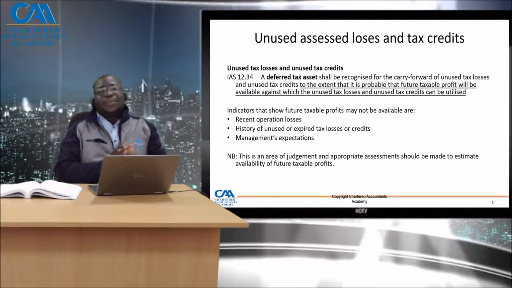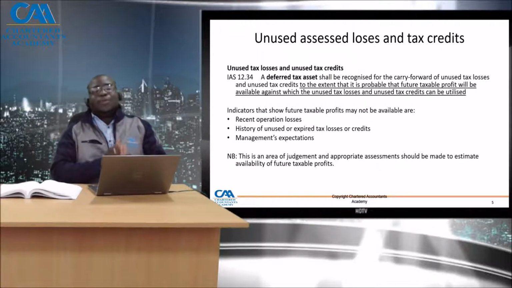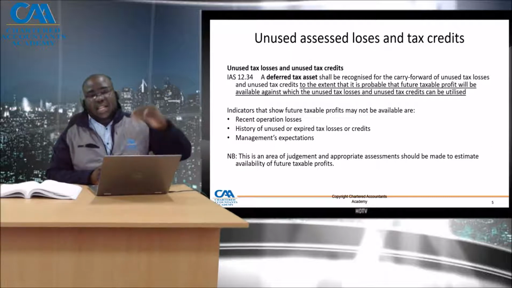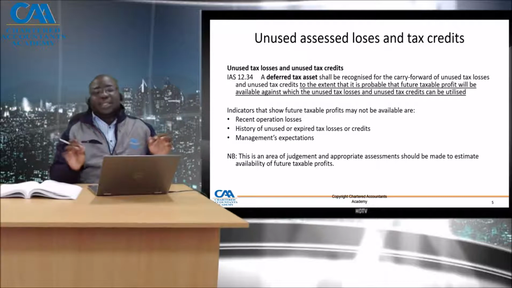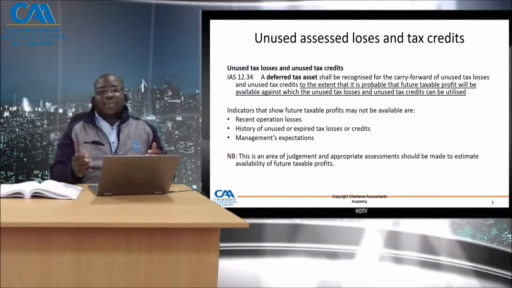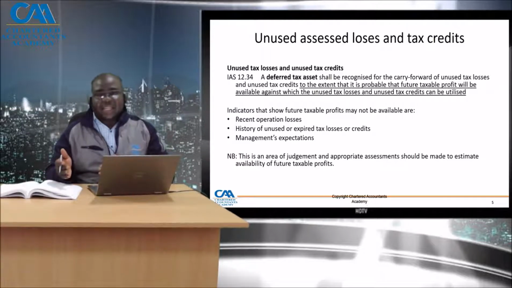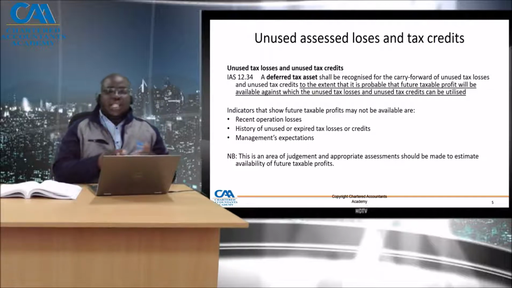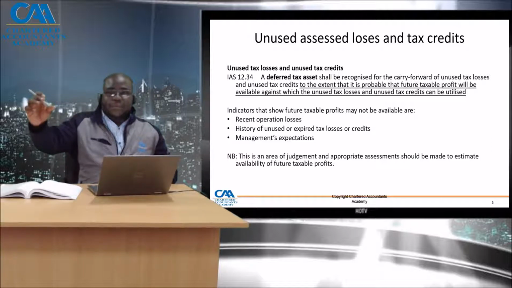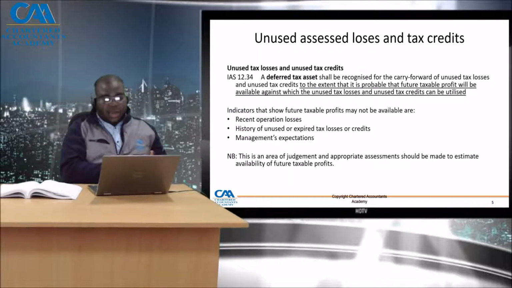In Zimbabwe, tax losses can be carried forward for 6 years on a rolling basis. So if you cannot deduct your losses for 6 years, it means that they lapse. You forfeit them, you can't deduct them in year 7. So it can only be an asset to the extent that there will be future profits that you can deduct your current losses against.